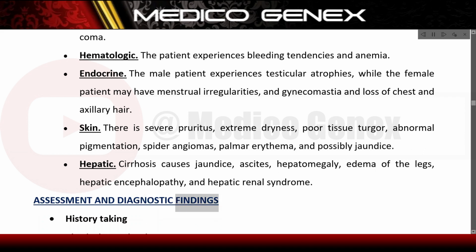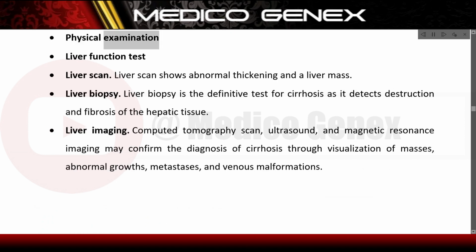Assessment and diagnostic findings. History taking. Physical examination. Liver function test. Liver scan. Liver scan shows abnormal thickening and a liver mass. Liver biopsy. Liver biopsy is the definitive test for cirrhosis as it detects destruction and fibrosis of the hepatic tissue. Liver imaging. Computed tomography scan, ultrasound, and magnetic resonance imaging may confirm the diagnosis of cirrhosis through visualization of masses, abnormal growths, metastases, and venous malformations.